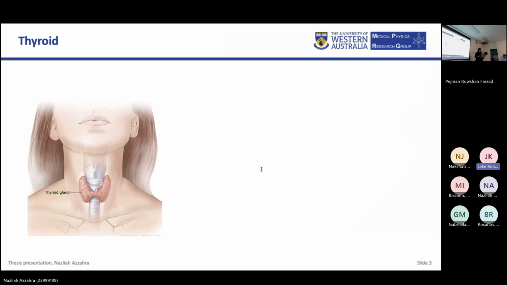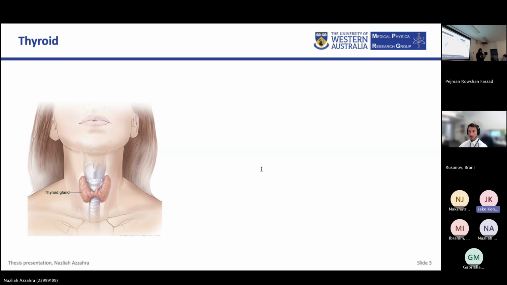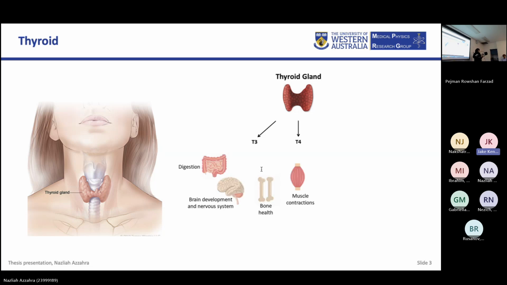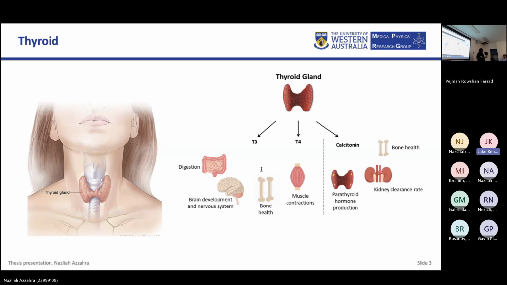To give a bit of an overview about the thyroid: the thyroid is an endocrine gland with a butterfly shape that is responsible for metabolism and growth overall. It synthesizes three main hormones. The first one is T3, and the second one is thyroxine or T4, which is responsible for digestion overall and brain development. The last one is calcitonin, which is responsible for bone health and kidney clearance rate.